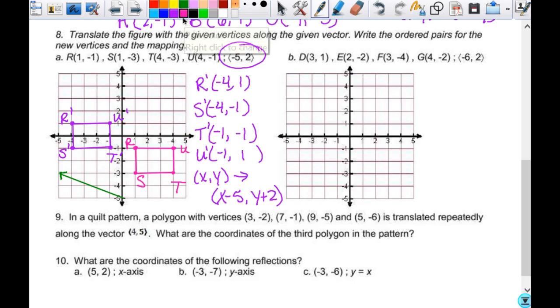All right, so here, D is at 3, 1. E is at 2, negative 2. F is at 3, negative 4. G is at 4, negative 2.